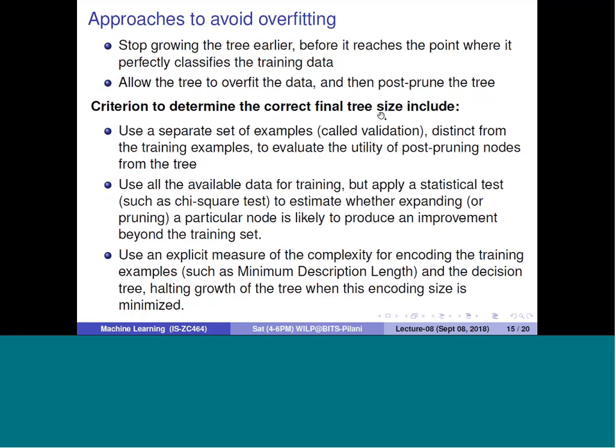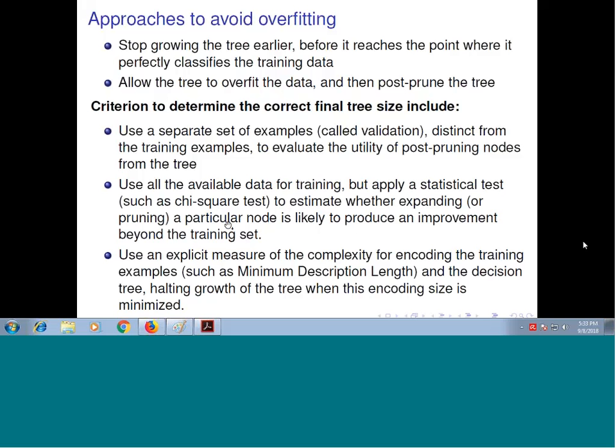So this is the criteria to determine the correct tree size. One approach is that you stop early, and another is that you build your tree and then cut some things. Use a separate set of examples called the validation set, as we are talking about, and then use post-pruning, which means you cut those things. Another approach is to use all the available data for training, but apply statistical tests such as the chi-square test to estimate whether appending or pruning a particular node is likely to produce an improvement beyond the training data. So you use some statistical techniques for that.